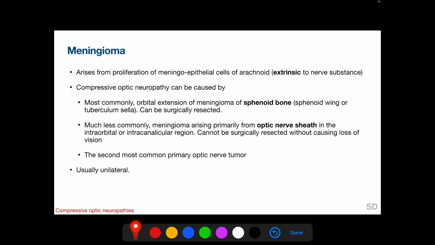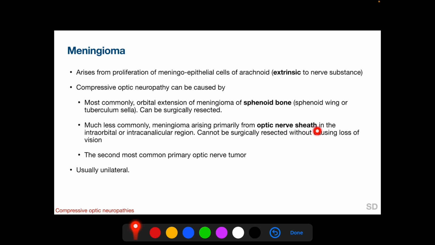Meningiomas arise from proliferation of meningoepithelial cells of arachnoid. Arachnoid being a part of the meninges, meningiomas are extrinsic to the nerve substance. Compressive optic neuropathy can be caused by meningiomas arising from two locations: most commonly by meningiomas from the sphenoid bone, and much less commonly by meningiomas arising from the optic nerve sheath. Meningiomas arising from the sphenoid bone arise from the sphenoid wing or the tuberculum sellae, and when they have an orbital extension, they cause optic nerve compression. However, they can be surgically resected without damaging the optic nerve.